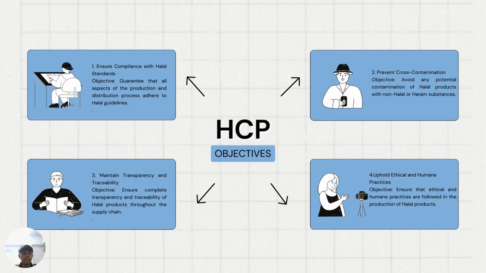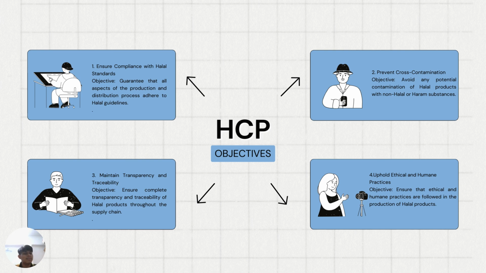Now we move to the HCP objective. First, ensure compliance with halal standards. The objective is to guarantee that all aspects of the production and distribution process adhere to halal guidelines. We move to our next, which is the second, to prevent cross-contamination. The objective is to avoid any potential contamination of halal products with non-halal or haram substances.